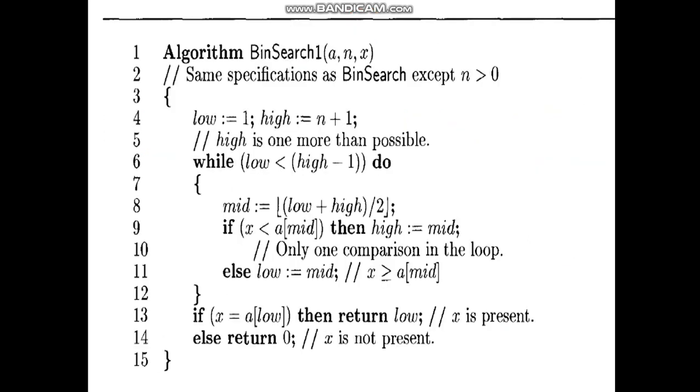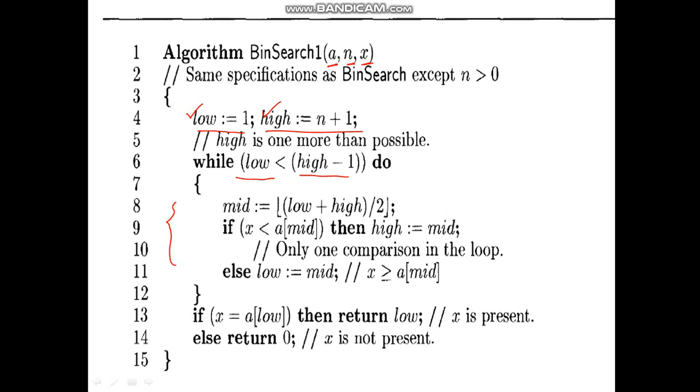Moving ahead, this is the iterative algorithm. I am not calling the same algorithm again and again. The previous one discussed was the recursive algorithm. Here I am passing only 3 values: A, the size, and the key that I am searching for. Low is equal to 1, high is equal to n plus 1. Initially I initialize low and high to 1 and n plus 1, and I repeat this until low is less than high minus 1.